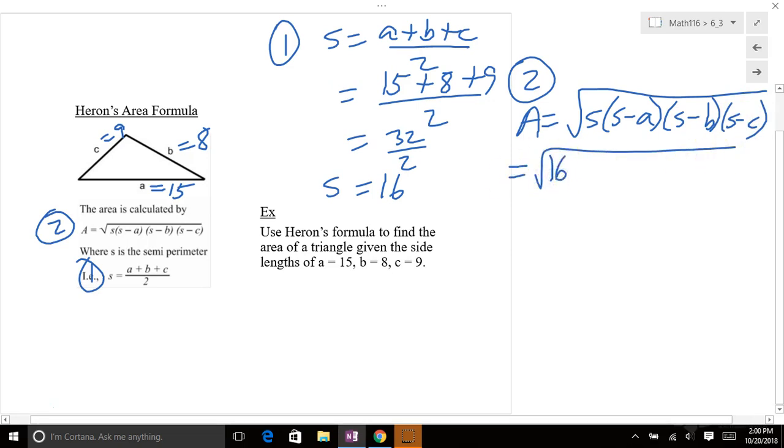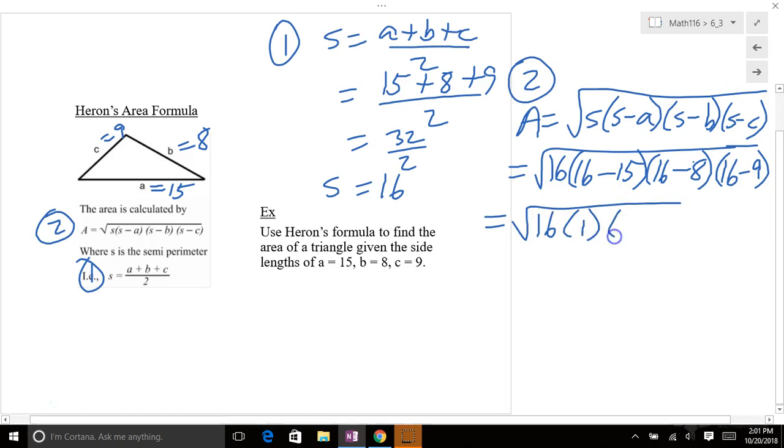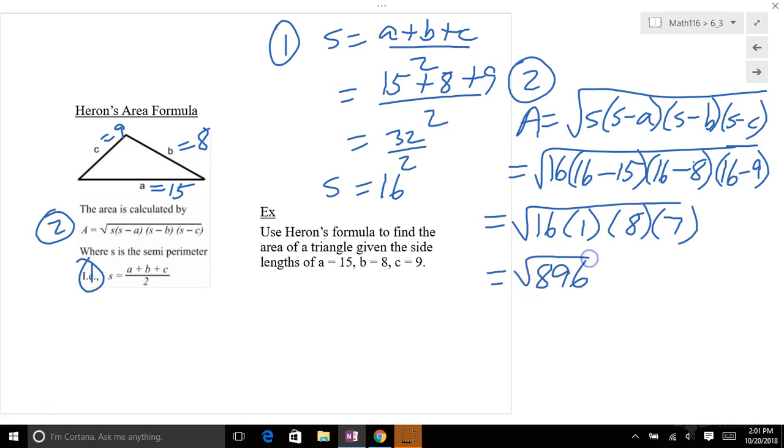So we've got 16 is our semi-perimeter, and then 16 minus the side length A, which is 15, and then 16, our S, minus our side length B, which is 8, and then 16 minus our side length C, which is 9. So we've got 16 times 1 times 8, 16 minus 8, and then 16 minus 9 is 7. So we've got 16 times 1 times 8 times 7. I'm not sure what that is. Punch that in. So that's 896. And then we're going to take the square root of that 896.